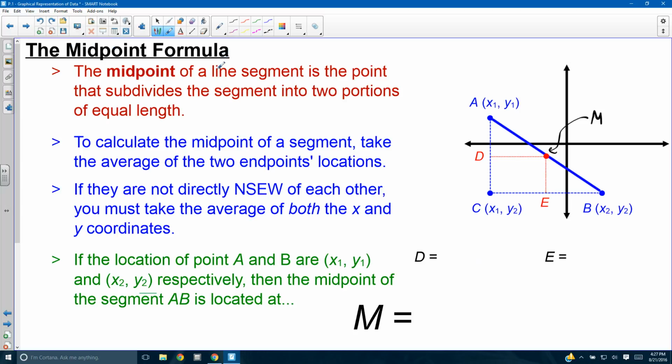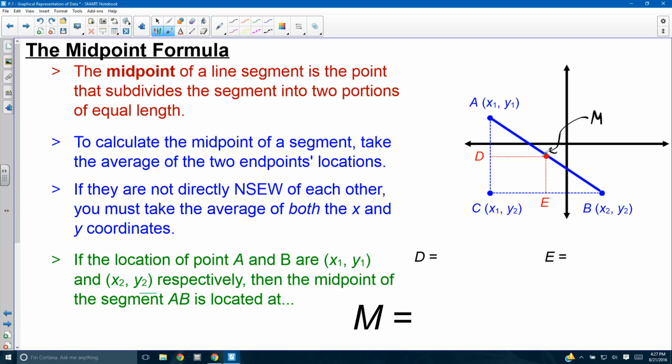All right, the midpoint formula. The midpoint of a line segment is the point that subdivides the segment into two portions of equal length. And I know you might be going, what did you just say? You're finding the halfway point between 2 points, right? So here are points A and B. The midpoint here, M, is maybe something that you're trying to find, okay? The actual coordinate location, not how far away they are from each other, although that can help you find the halfway point, and I'll kind of show you what I mean by that in a bit.